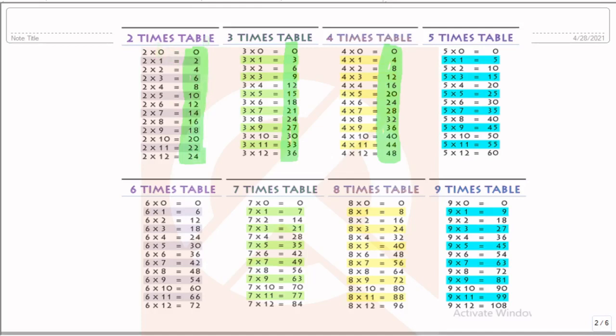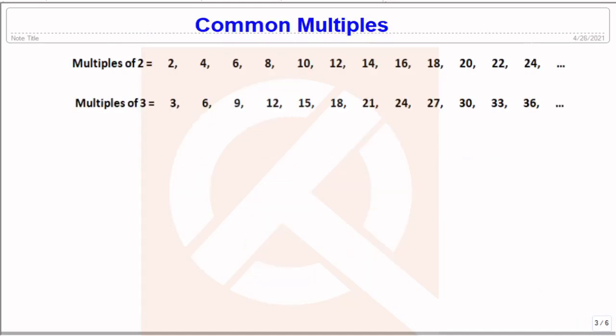Multiples means the multiplication: 2 times 1 means 2 multiplied by 1, 2 times 2 means 2 multiplied by 2, 2 times 3 is 2 multiplied by 3, and 2 times 6 is 2 multiplied by 6. So these are actually multiples. If we write these multiples in horizontal form, you can see it like this. This is actually the multiples of 2, which is 2, 4, 6, 8 and 10 and so on.